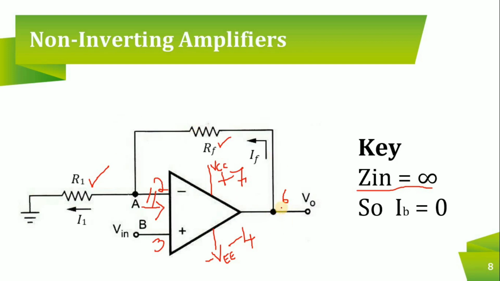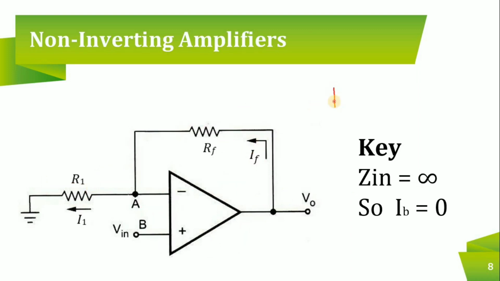So the current will start flowing from V0. It will flow through RF, reach the point A, node A, and here, because the input is 0, it will go towards R1 and further move towards ground. Here I want to know what is the value of I1 and what is the value of IF.